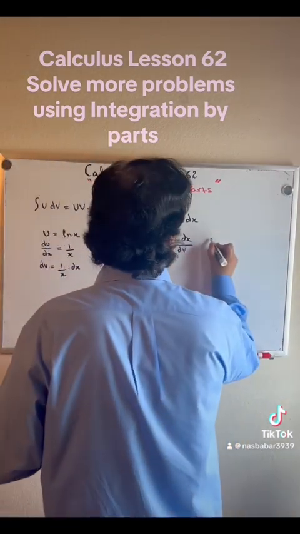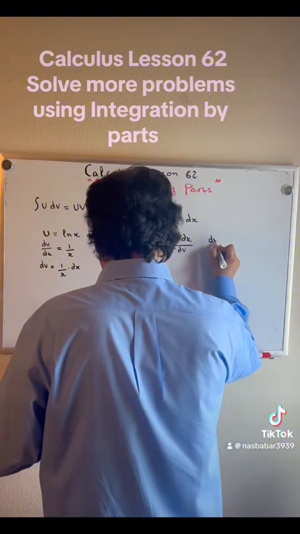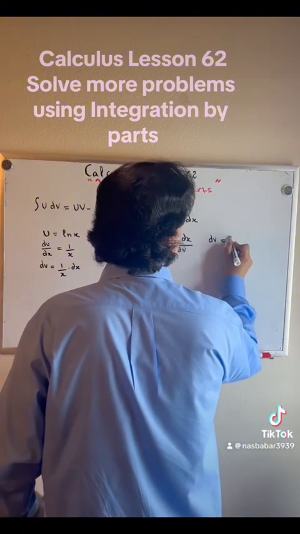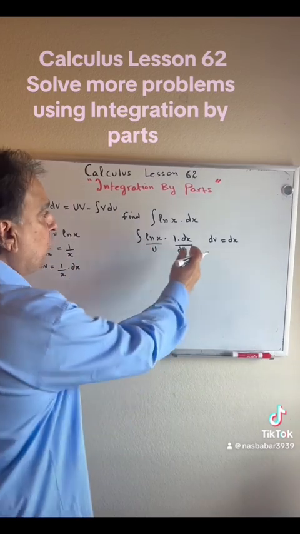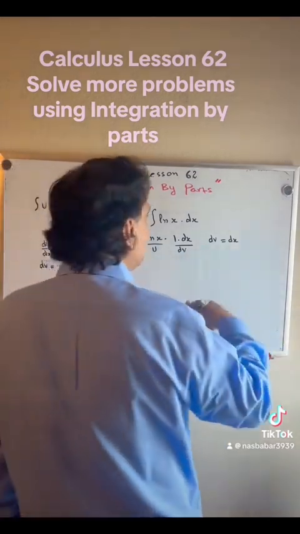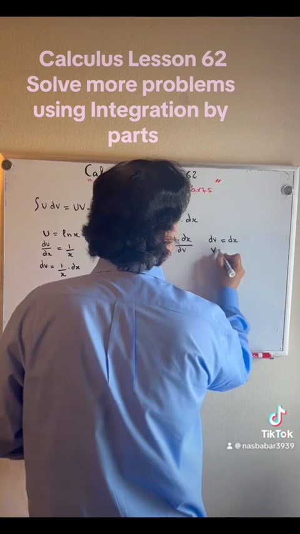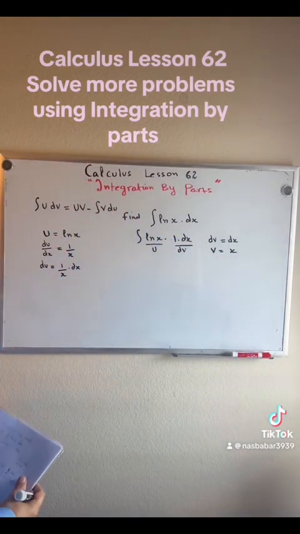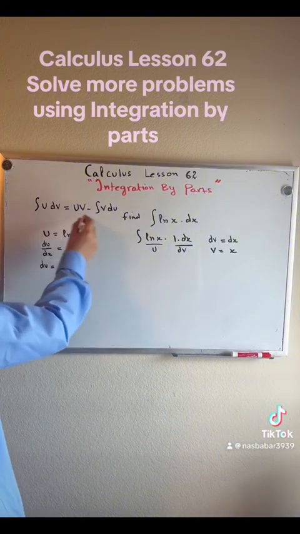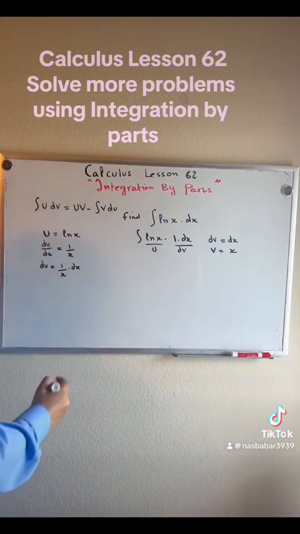Now let's deal with the dv. We said dv is equal to dx. Take the antiderivative of both sides. In other words, take the integral. So then v is going to be equal to x. Pretty straightforward.